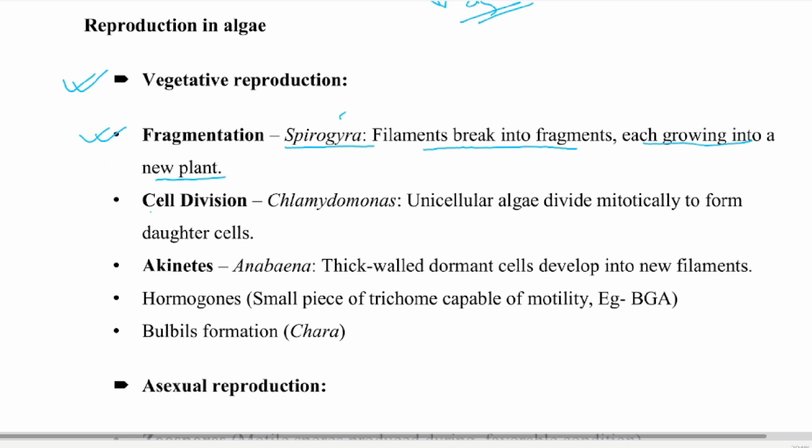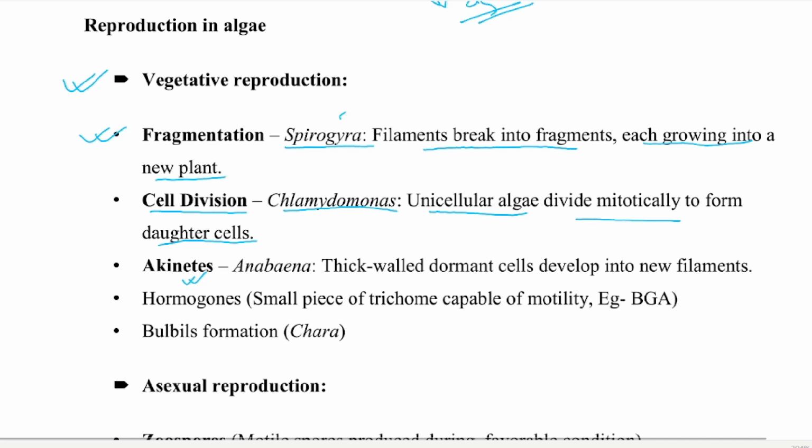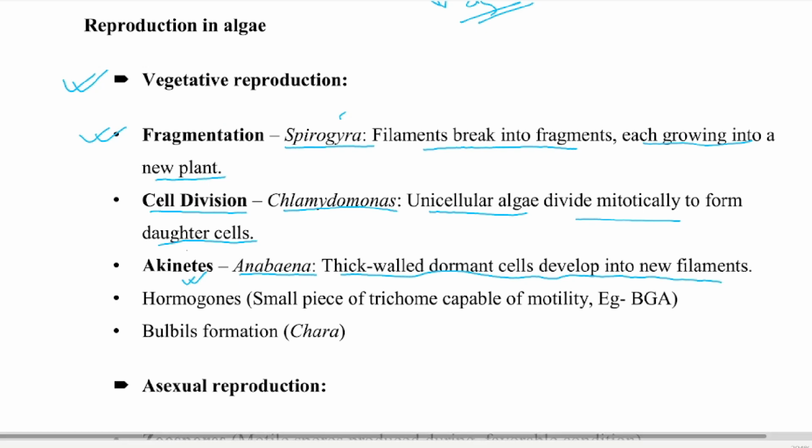Second one is the process of cell division. For example, Chlamydomonas, a unicellular alga, divides mitotically to form daughter cells, and each daughter cell forms a new organism. Next one is the akinete. In case of unfavorable conditions, for example in the alga Anabaena, the thick walled dormant cells develop into new filaments. And next one is the hormogonia.